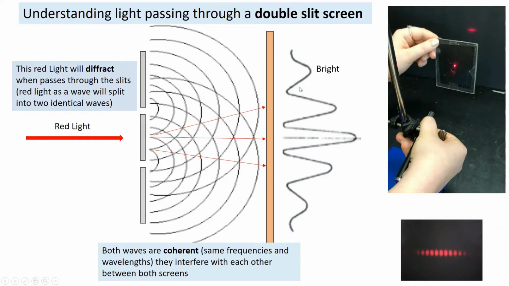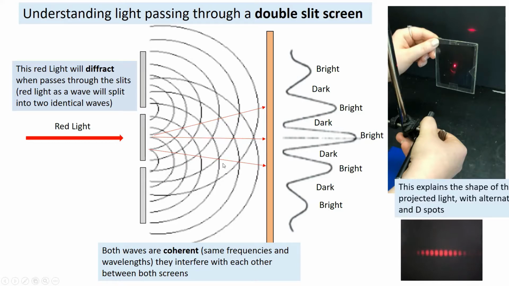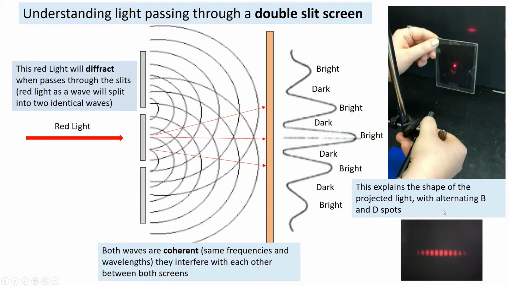So now we have areas of bright color, bright spots. And we have areas of dark due to destructive interference between both waves. So this explains the shape of the projected light with alternating bright and dark spots. These spots we are going to call fringes. The bright fringes are more pronounced in the center because the wave here is taller.